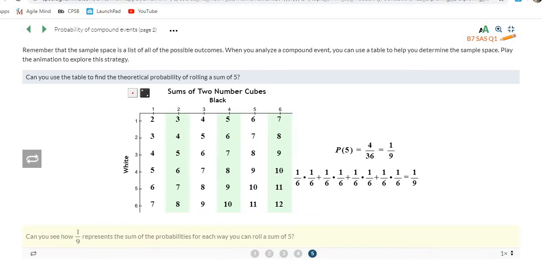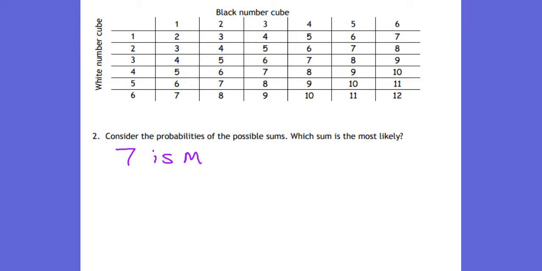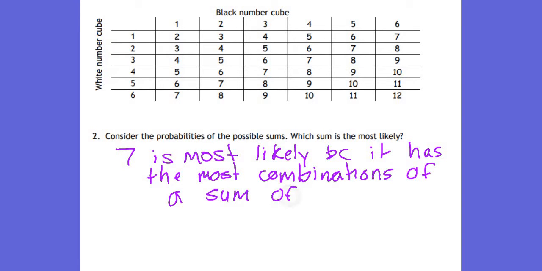Question 2 says, what sum is the most likely to happen? 7. But why? Because it has the most combinations. 7 is most likely because it has the most combinations of a sum of 7.